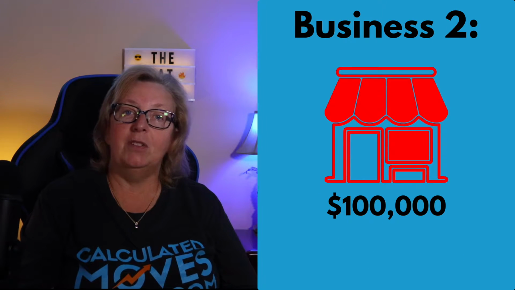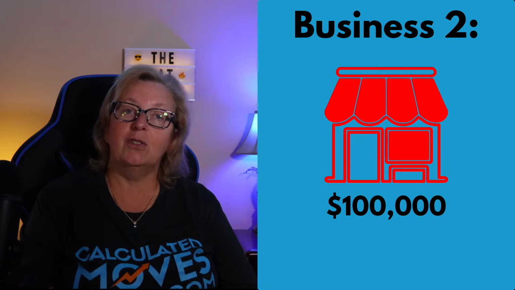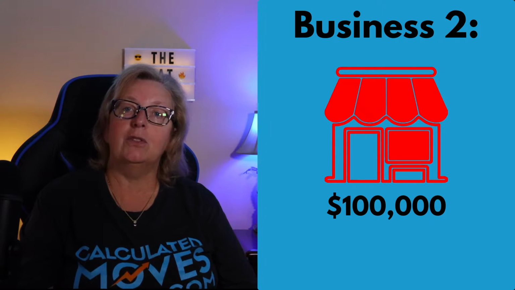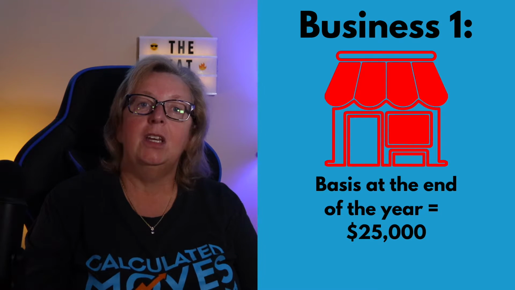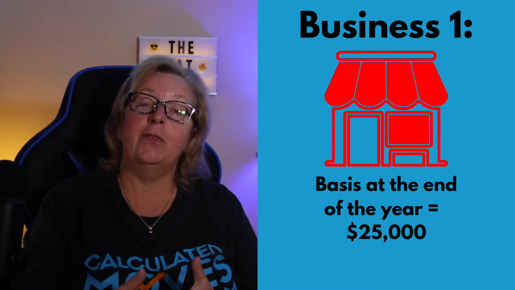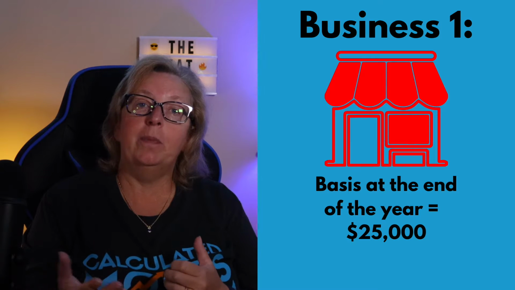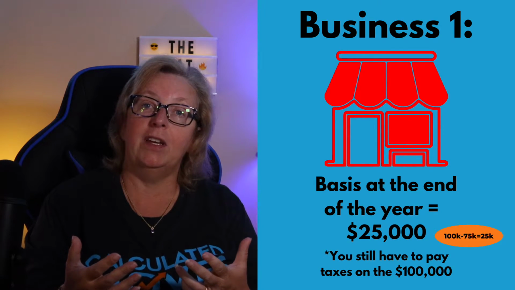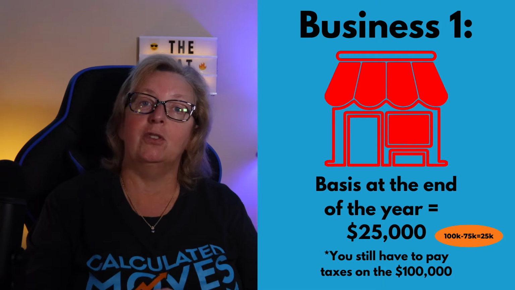A second business earned $100,000 in its first year, and the owner took out $75,000 in distributions. She pays taxes on that $100,000 profit, and her basis going forward is $25,000. That's the $100,000 less the $75,000 she took out.